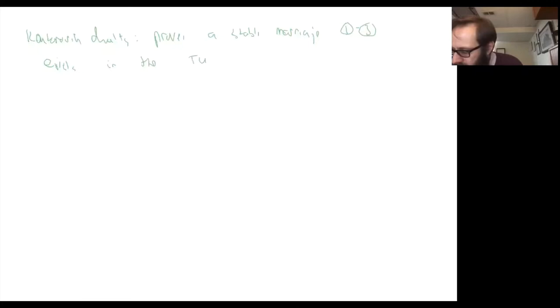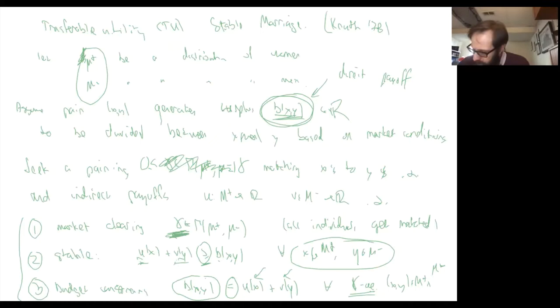In the transferable utility setting in the model we just described. And I find that somehow for me, that's the most intuitive way of thinking about the relationship between U and V and gamma: these three conditions that were written down on the previous slide.